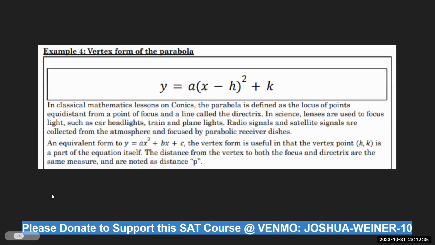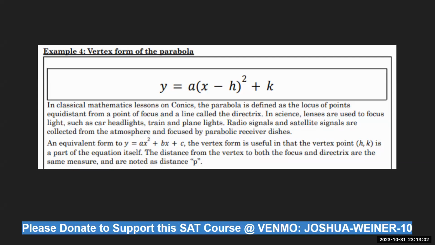The other types of questions with quadratics that are common on the SAT are those that are not in standard form. The square has been completed and they're presented to you in vertex form. Here, the general formula is y equals a times x minus h squared plus k. Well, in classical mathematics on conics, the parabola is defined as the locus of points equidistant from a point of focus and a line called the directrix.